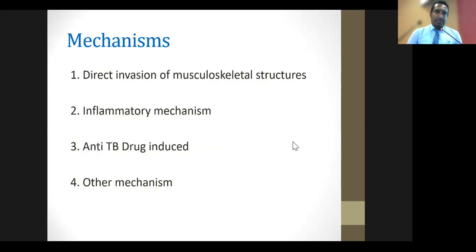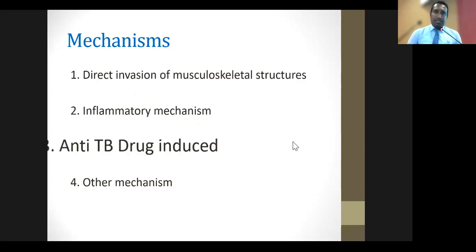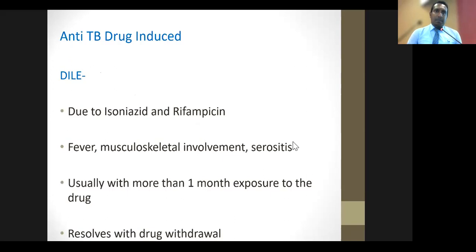I move on to the third mechanism, anti-TB drug-induced mechanism. Mainly the drug-induced lupus is an anti-TB drug-induced musculoskeletal disease due to isoniazid commonly, and sometimes because of rifampicin too.